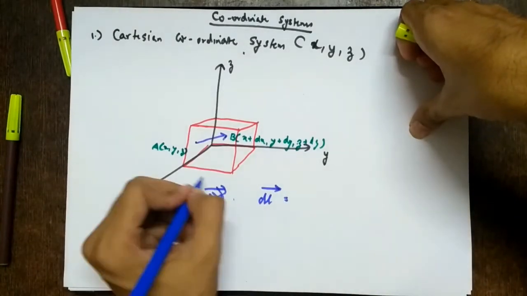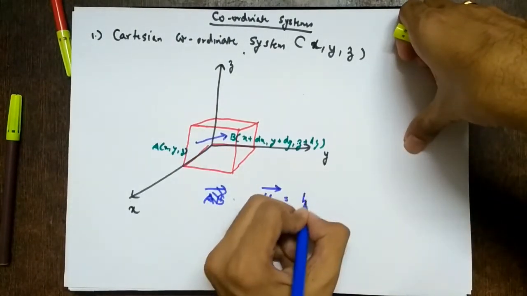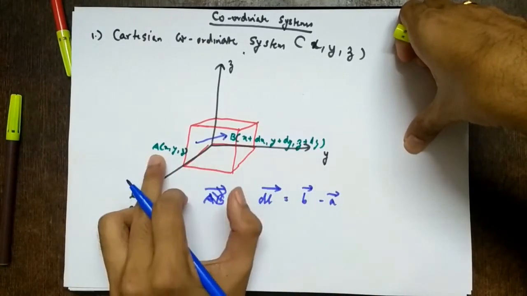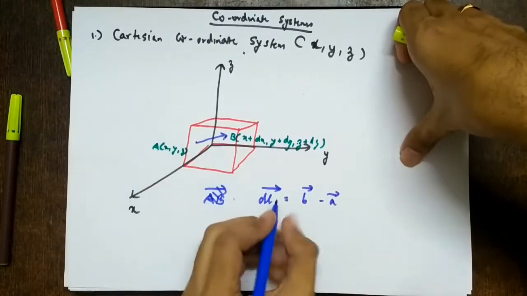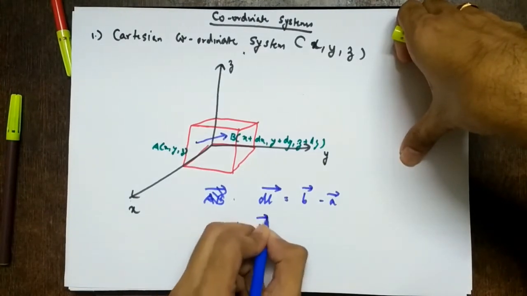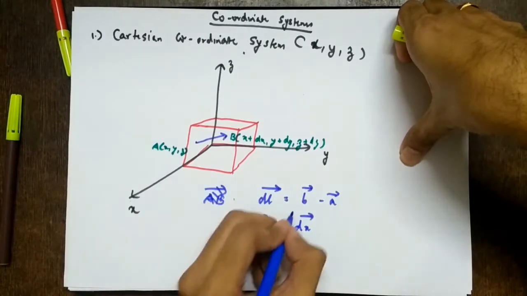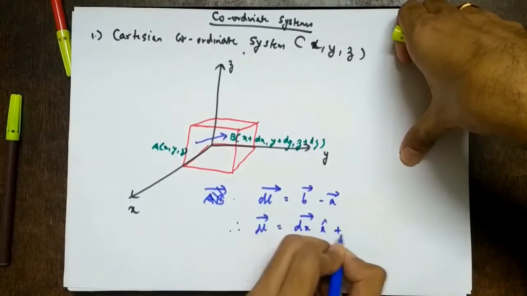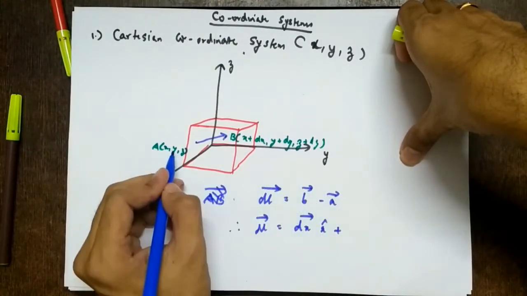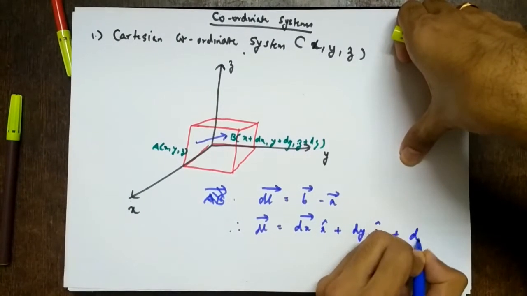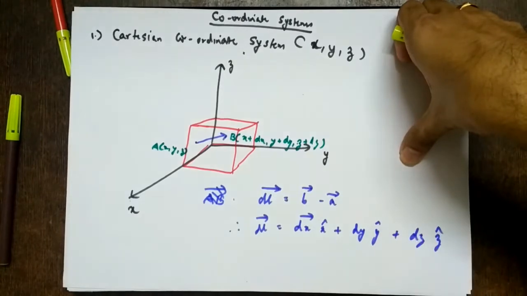Now what is this? It is nothing but the AB vector, right? So it will be the small b vector minus the a vector. So x plus dx minus x. So x will get cancelled. Therefore dl vector equals dx in the x cap direction, plus y plus dy minus y, so dy in the y cap direction, and similarly we will get dz in the z cap direction. So this is the dl vector.